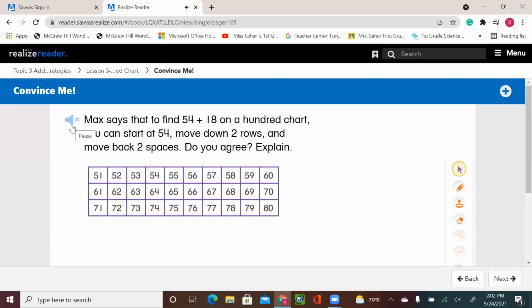Max says that to find 54 plus 18 on a 100 chart, you can start at 54, move down 2 rows, and move back 2 spaces. Do you agree? Explain.